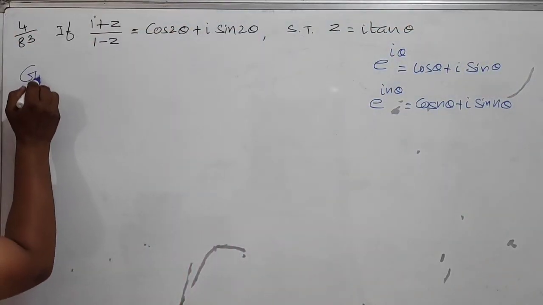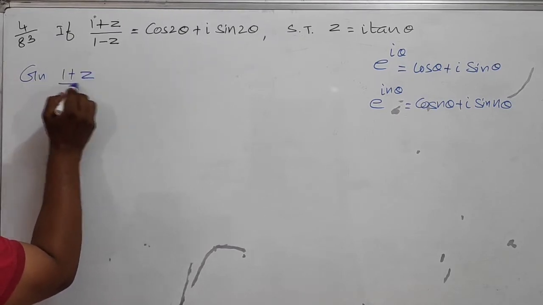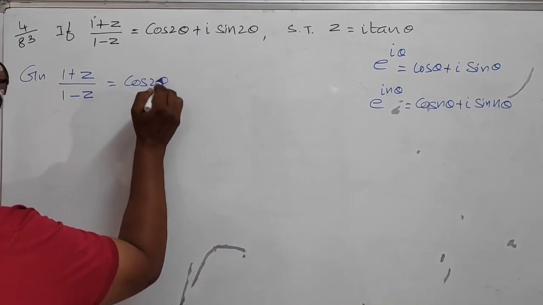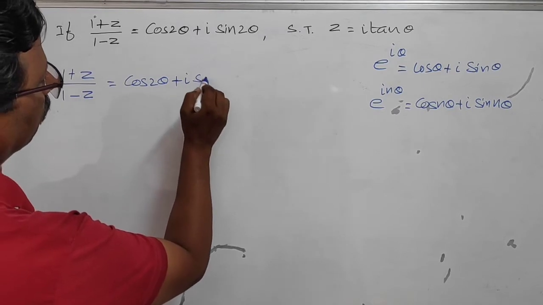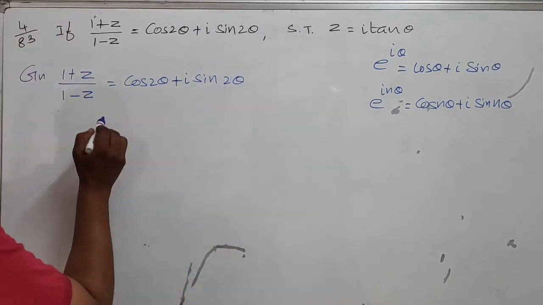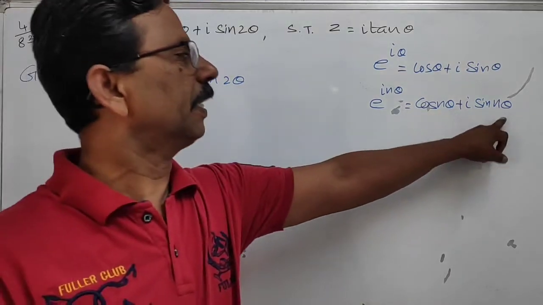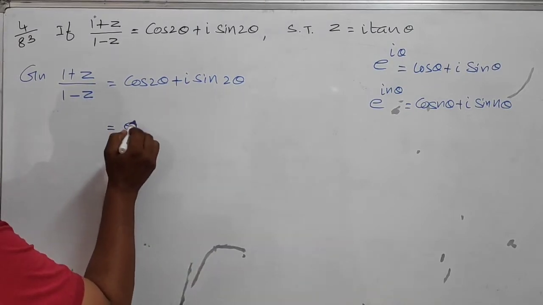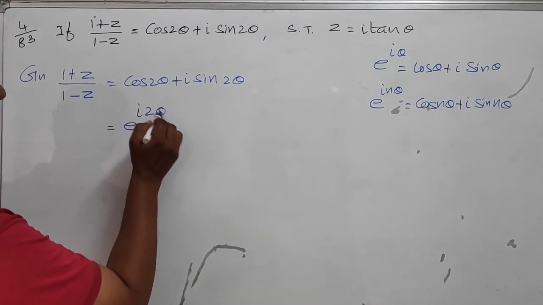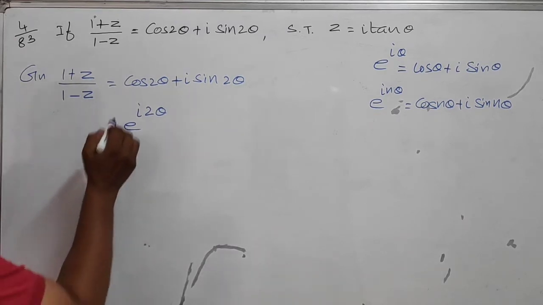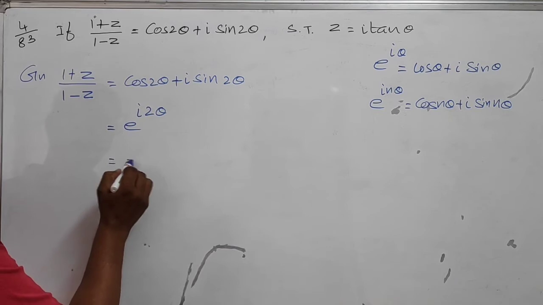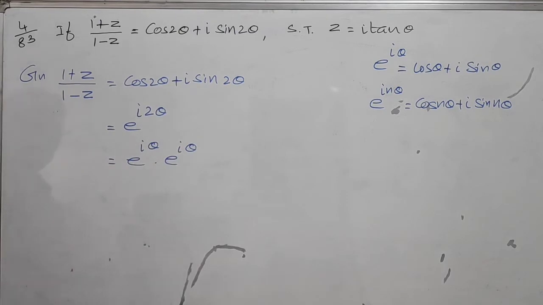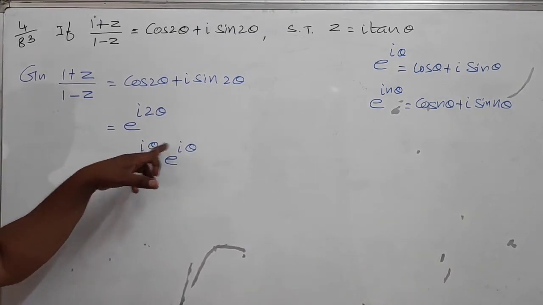See here, given (1 plus z) by (1 minus z) is equal to cos 2 theta plus i sin 2 theta. Now the right hand side, based on this is n theta, instead of n we have 2. Therefore this can be written as e power i 2 theta. Now this can be written as e power i theta into e power i theta. Multiplying, if the bases are equal, we can add their powers.